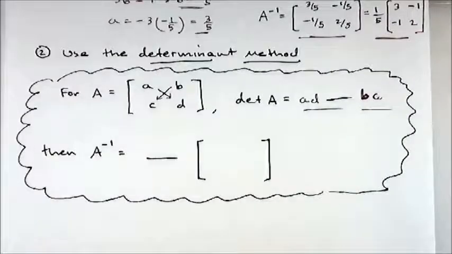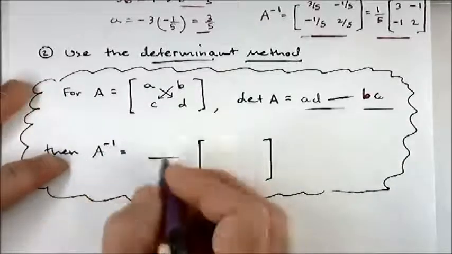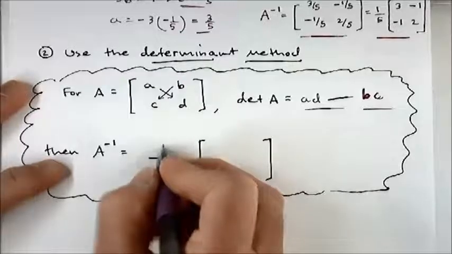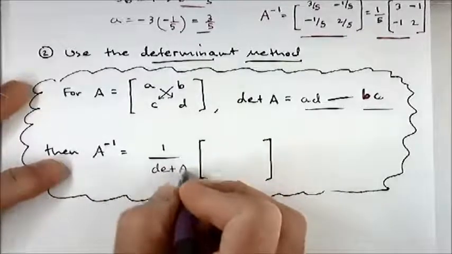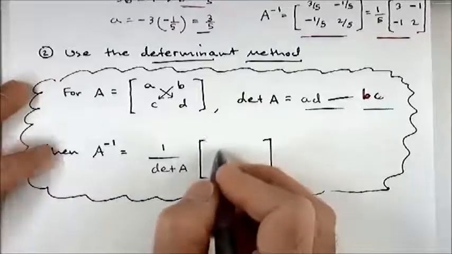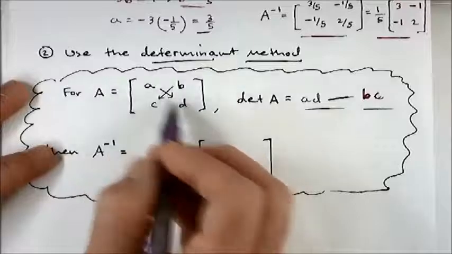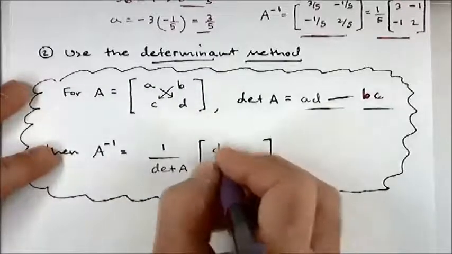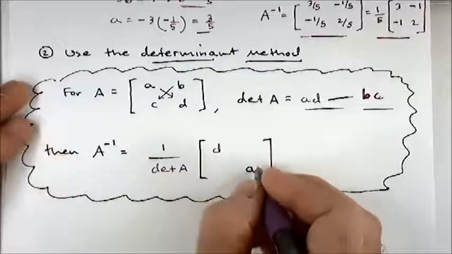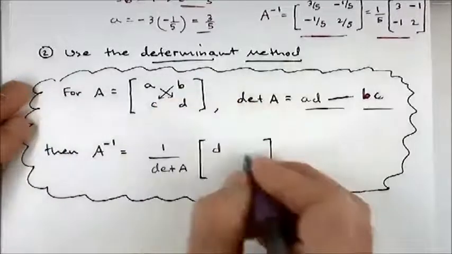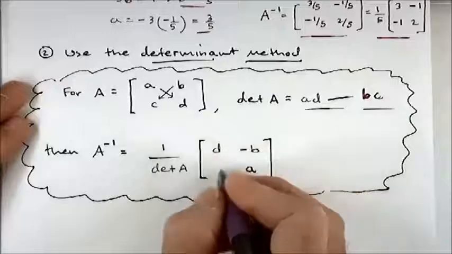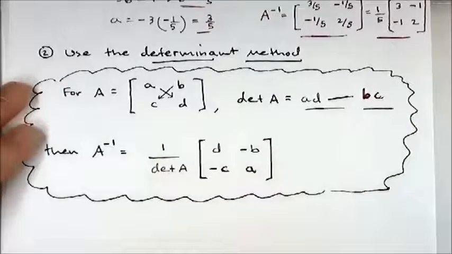That's your determinant, and it's part of your inverse. The formula for the inverse then becomes 1 over the determinant of A times, I call this the funny matrix. What we're going to do is take A and D and flip them. So D goes here, your main diagonal entries switch places, and your two off diagonal entries just get a negative. Negative B, negative C. That's our formula for finding the inverse.